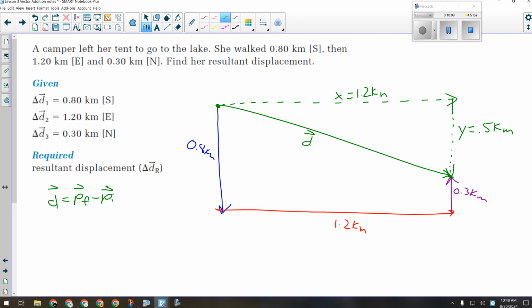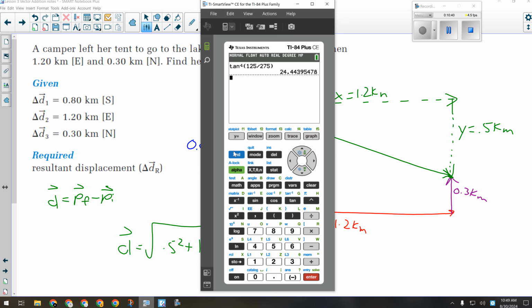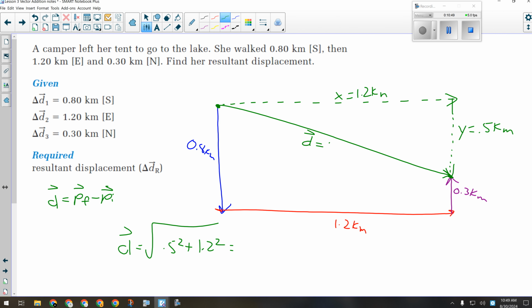All right, so could I have also drawn the triangle this way? And if you did, totally fine. Your answer will be right, you'll just get the other angle. Okay. So, can I now figure out the magnitude of her displacement? Same way I did with the other one, right? I'll use Pythagorean theorem. Okay, so D will be the square root of 0.5 squared plus 1.2 squared. Okay, so that's going to be 1.3 kilometers.